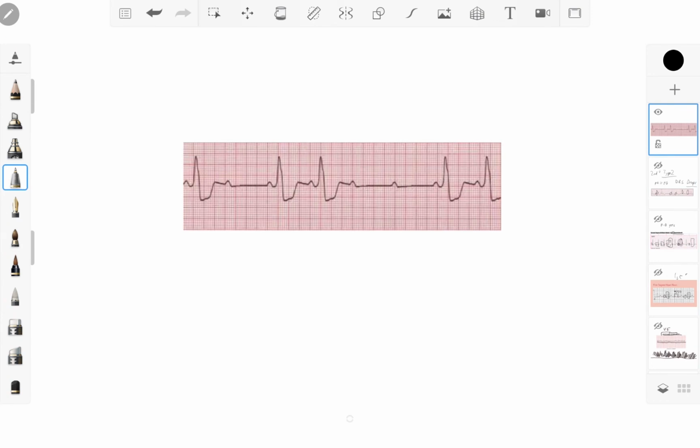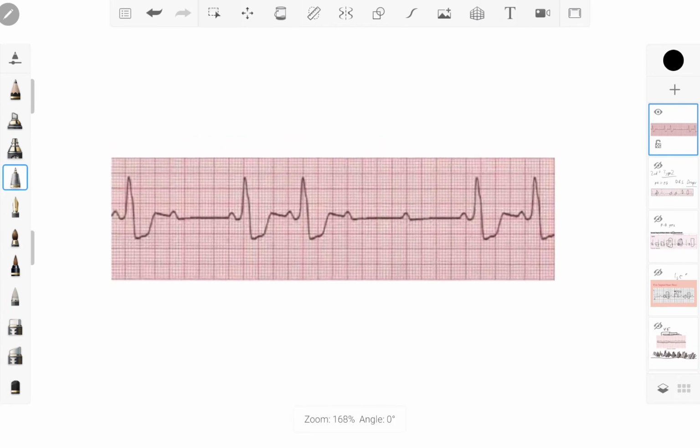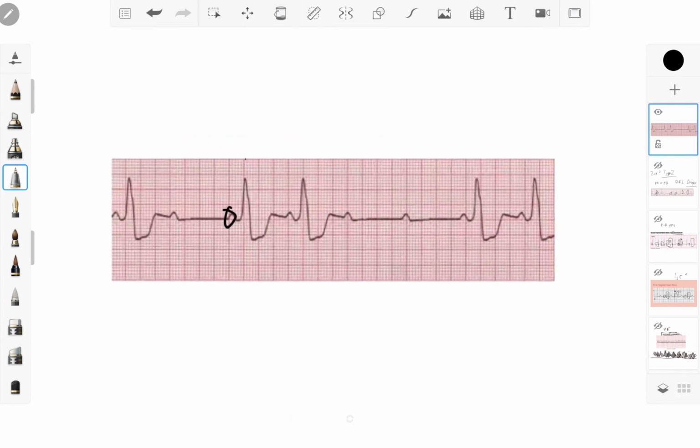All right, what are we looking at, folks? I see a P wave and I see a QRS. And then I see a P wave and I see a QRS, and then I see a P, and I see a P wave, I see a QRS and I see a P wave. So what is happening here? This looks like a typical third degree.